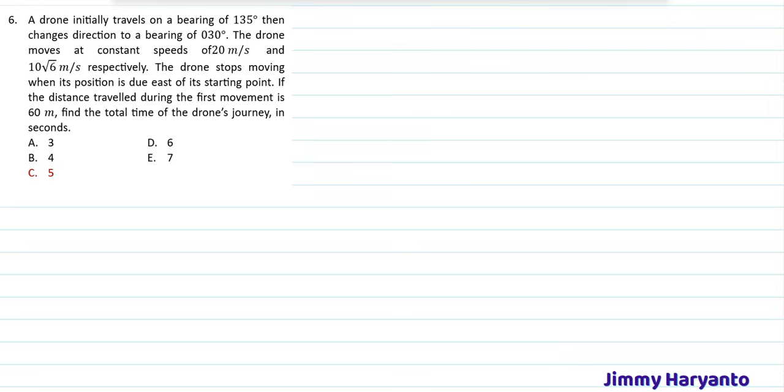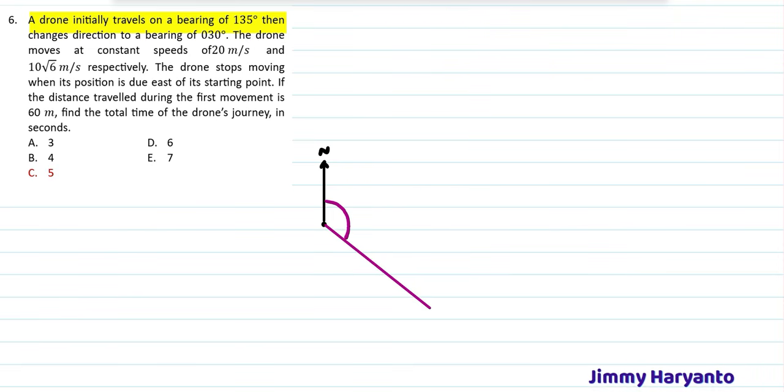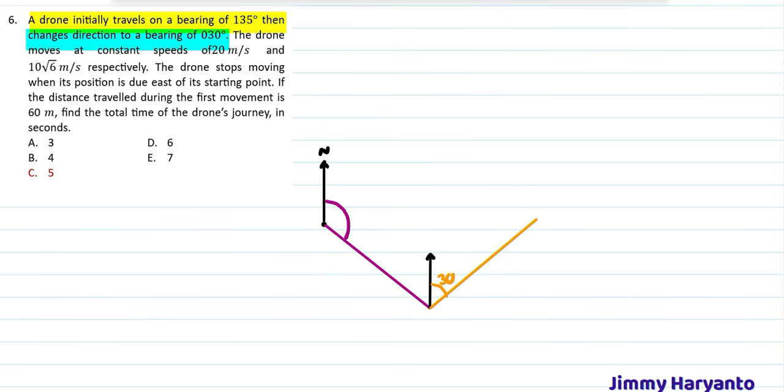Next, another bearing. We have to draw this one first. Bearing 135. Okay, so we have a point right there. Then we draw the north. And then we'll measure 135. It's like that. That is the first path. And then change direction into 30 degree. Next is this one. Change its direction to 30 degree. So another north right here. And then we have to draw like 30 degree, maybe that big. Like this. This one is 135.